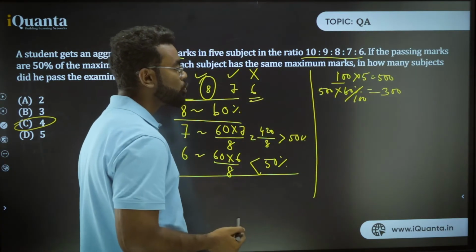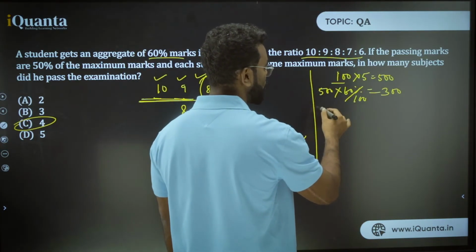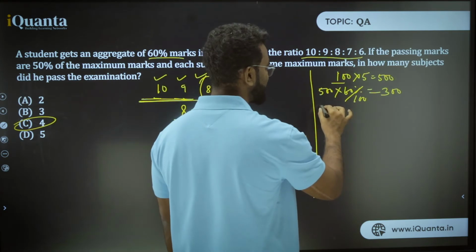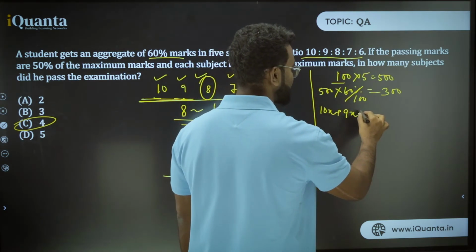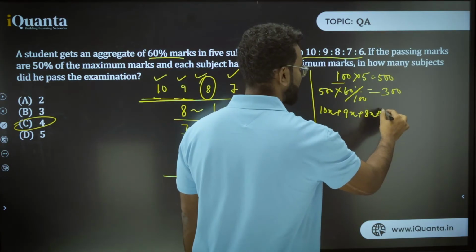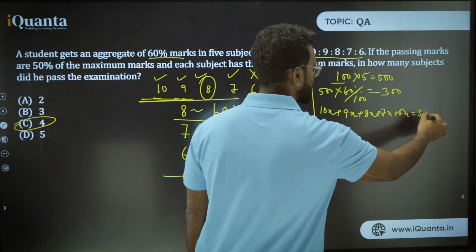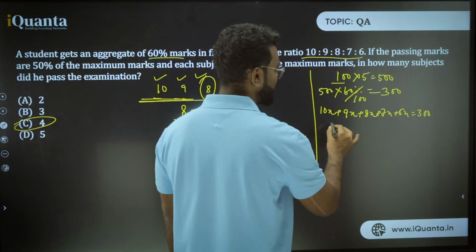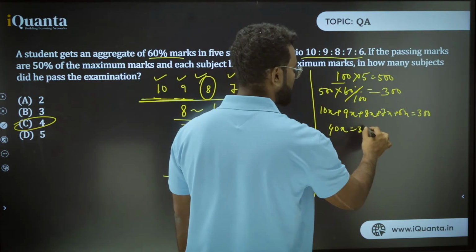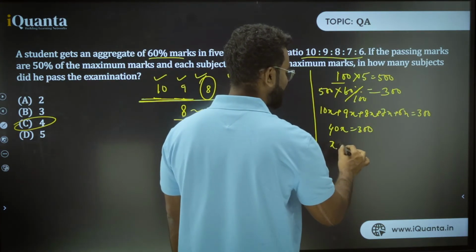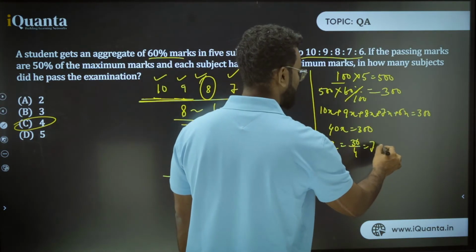If this one is the score ratio, I can also use the basic concept of ratio or the equation also. So I can say it is 10x plus 9x plus 8x plus 7x plus 6x is equal to 300. So in this case, you can say it is 40x is equal to 300. So that means what is x? X is 300 upon 40, which is 7.5.